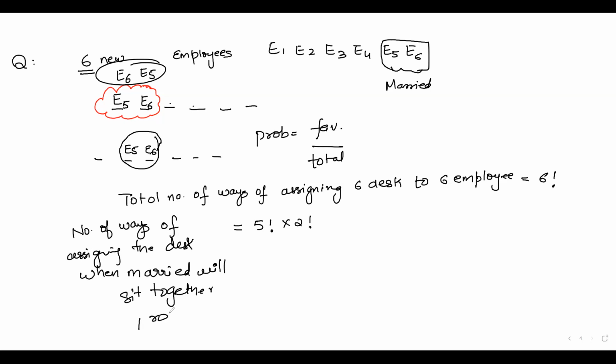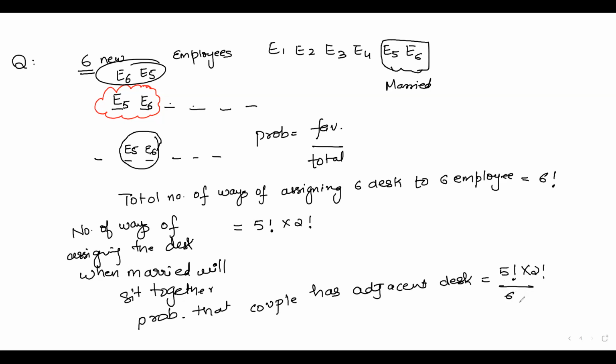Now the probability that the couple has adjacent disks is our favorable, 5 factorial into 2 factorial, by 6 factorial. Now solve it. 6 factorial can be written as 6 into 5 factorial. The 5 factorial cancels out, so we have 2 by 6, which gives us 1 by 3. This clear? Yes, sir.